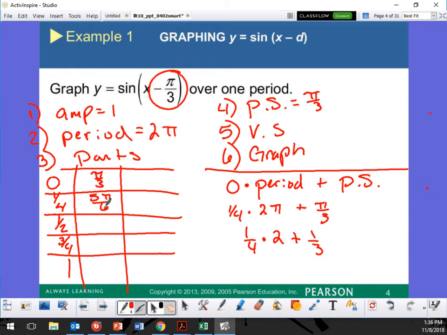Okay, so let's clear this up. So which one are we talking about now? The half, right? So it's going to be 1/2 times 2 pi plus pi over 3. Same thing. Do the same thing, right? So I know you're doing the same thing, right?